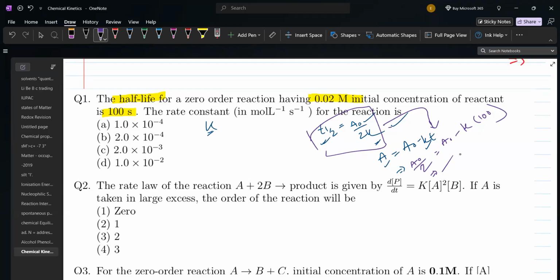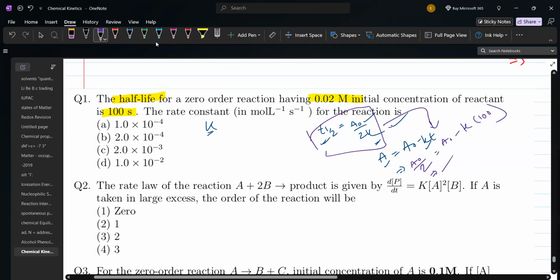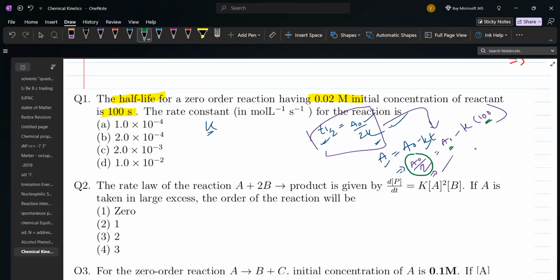So sir, T half value is 100 seconds. That is why in the place of time, I have put it as 100 seconds, and in place of the concentration of A which is remaining, is a naught by 2. Initial concentration was a, and the time at which a becomes a naught by 2 is 100 seconds. So in both formulas you will get the same answer.